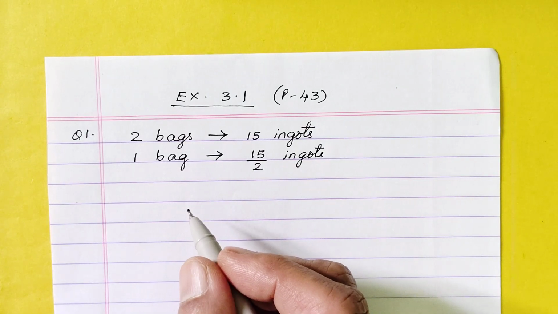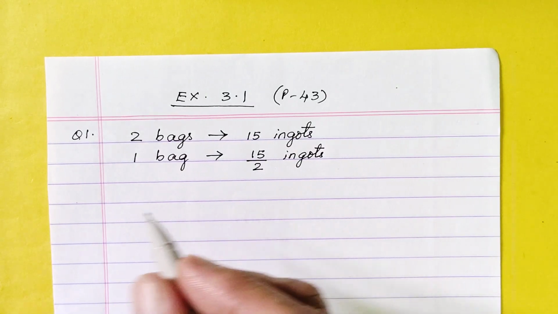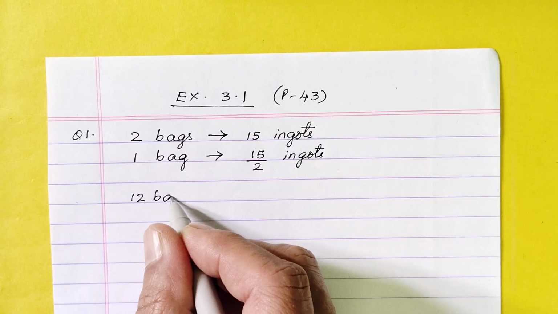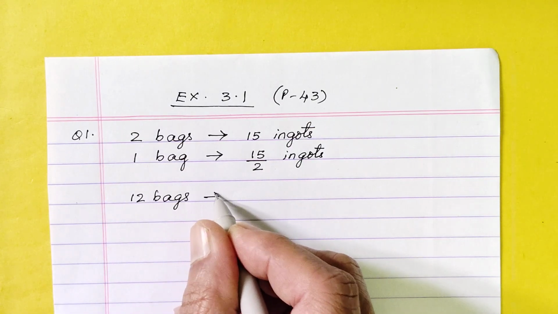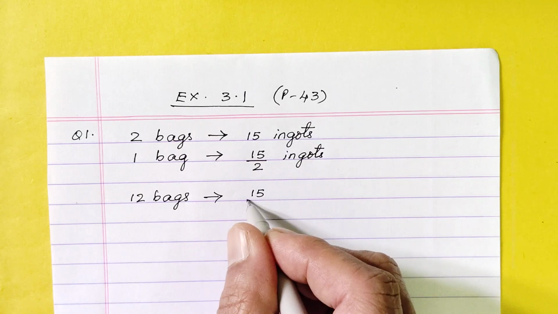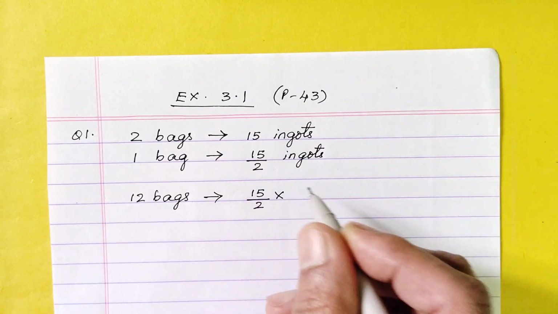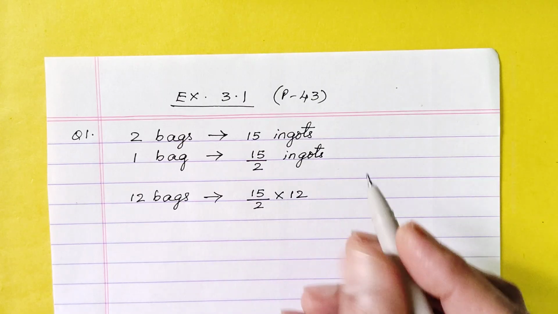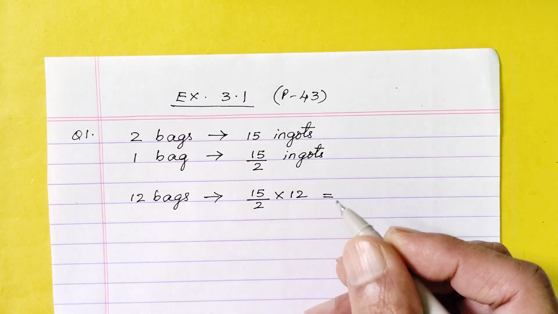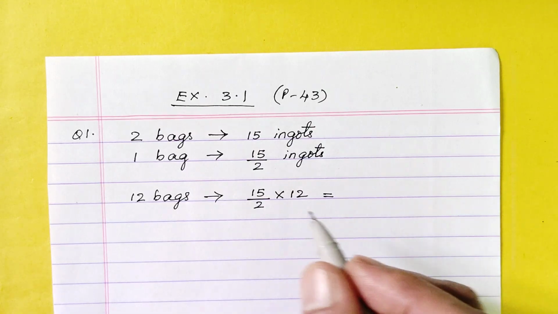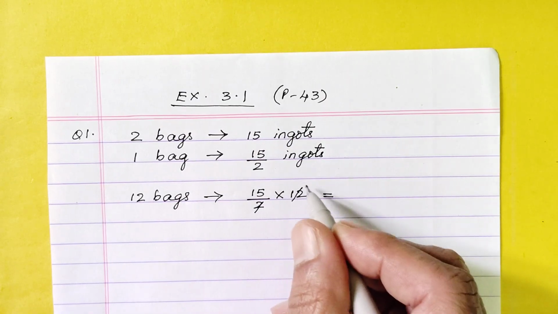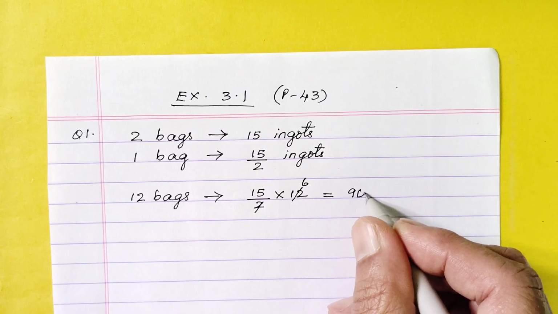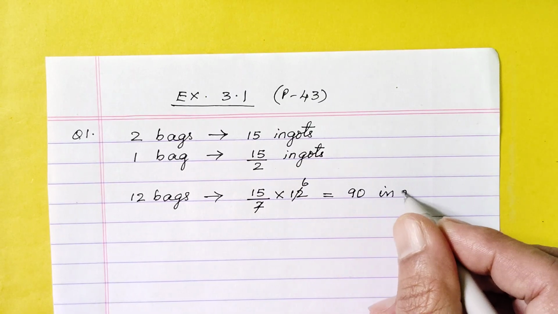So he has bought how many bags? 12 bags. So for 12 bags, he will receive 15 by 2 into 12, because 15 by 2 is for 1 bag. So for 12 bags, he will receive 2 sixes are 12, so 15 into 6 will get 90. So he will receive 90 ingots.